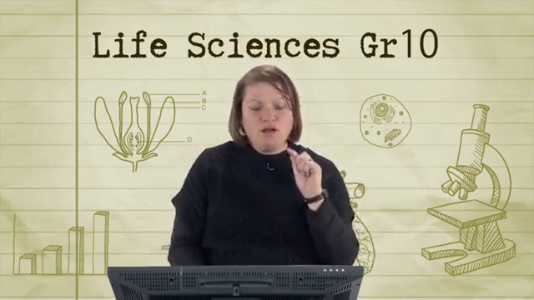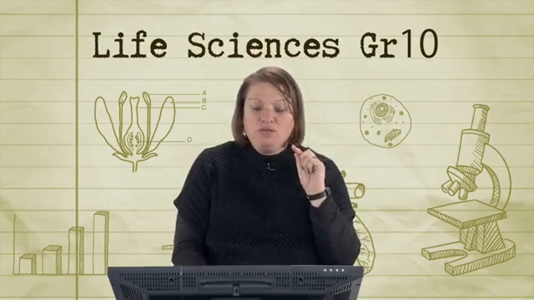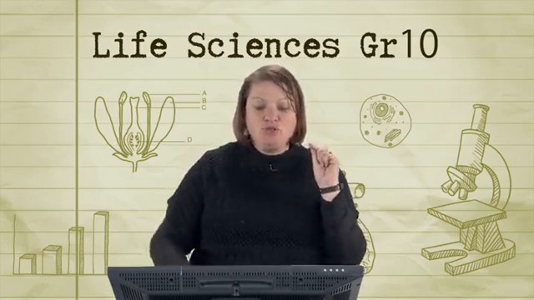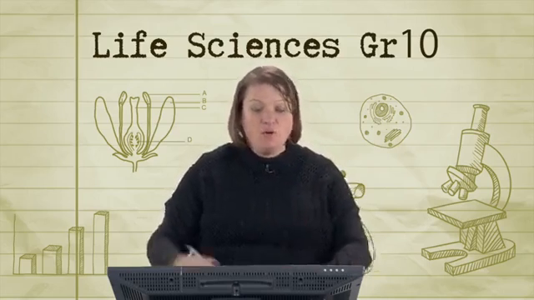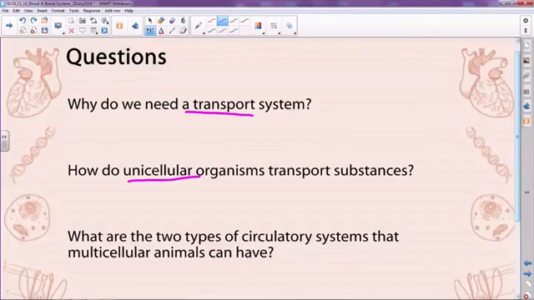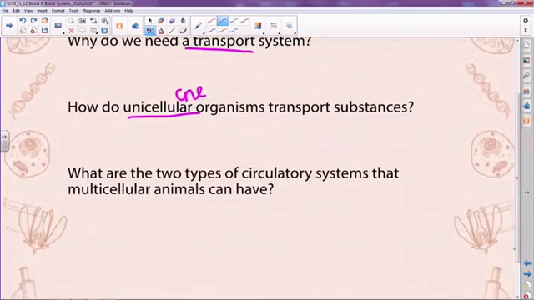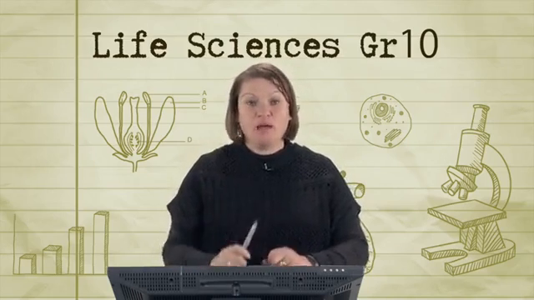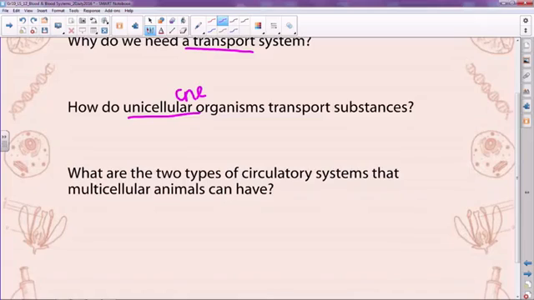All I want you to answer is two things. Why do we need a transport system? How do unicellular organisms, unicellular, one cell, get by? And the next one is, what are the two types of circulatory systems that multicellular animals can have? Use your textbooks, use all the resources in front of you. I'm going to give you 1 minute. Your time starts now.